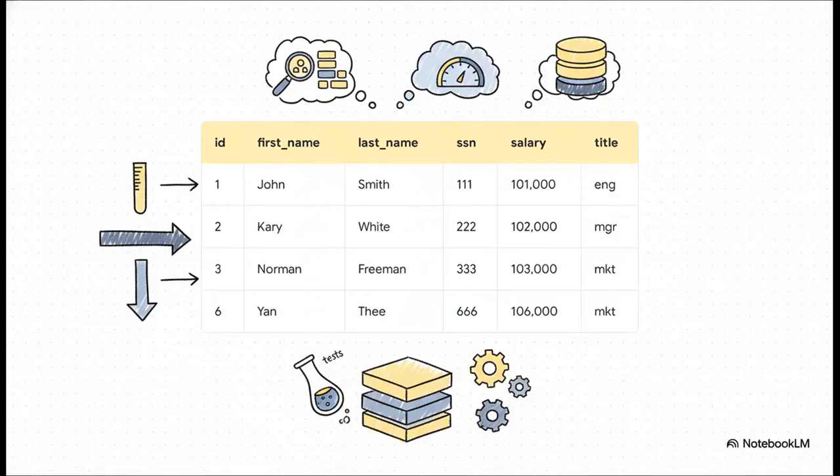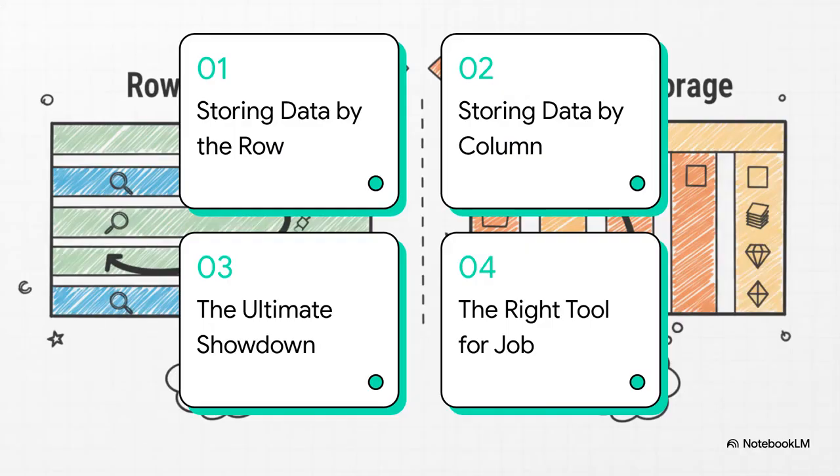And to get our heads around this, we're going to use this simple employee data table as our little case study. Super straightforward, right? It's got IDs, names, salaries, the usual stuff. We're going to run a couple of tests on this exact table to see how these different database types handle the pressure. Here's the game plan. First, we'll dive into how row-based storage works. Then, we'll see what's up with column-based storage. After that, we'll put them in the ring for a head-to-head showdown. And finally, we'll figure out how to pick the right player for the right game.